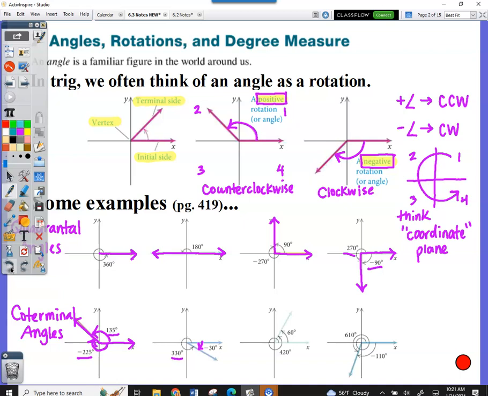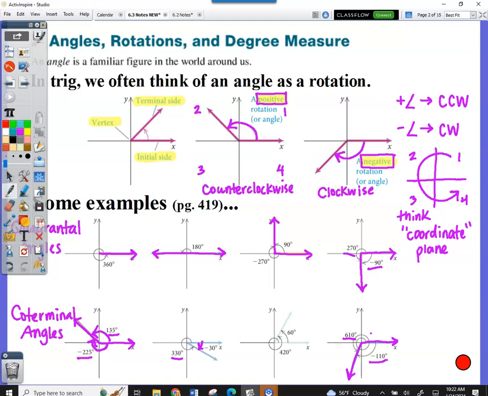You can even go past that. This is a full 360 and then an additional 180, that would be 240. This is 110, negative 110. So this angle right here and this angle here have two totally different measures, but when I plot them on the coordinate plane, they land in the same spot. They have the same initial side, the same terminal side.